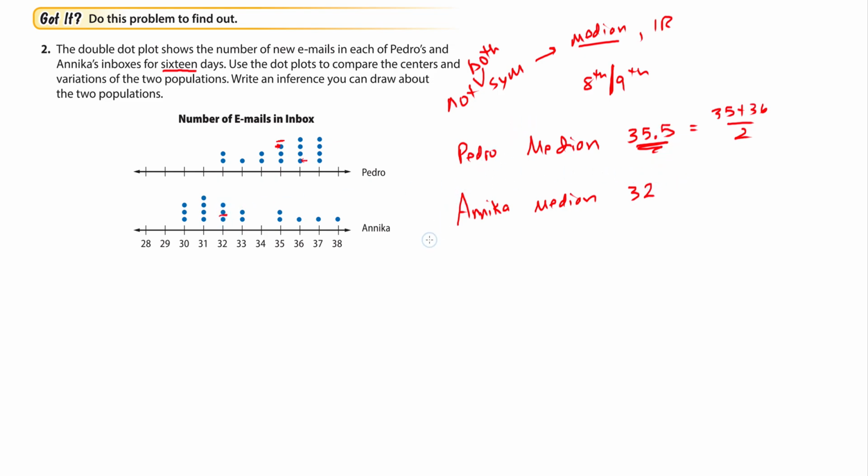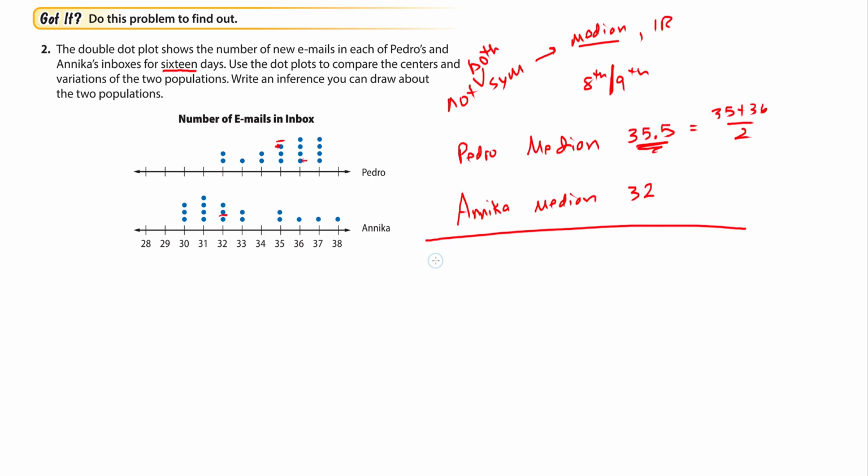So the center is the median when they're not both symmetric. Based on that, it holds true that Pedro is getting more emails in his inbox on average. He's getting 35 and a half per day, and Annika's only getting 32. So now that we have compared the centers, there's an inference: it looks like Pedro's getting some more email. Not every day necessarily, but on average.